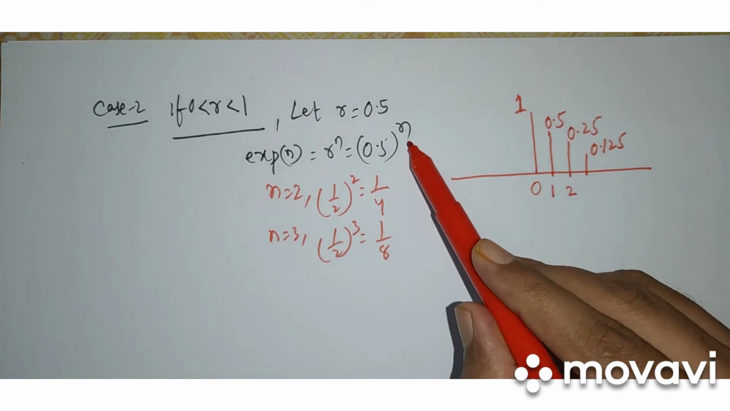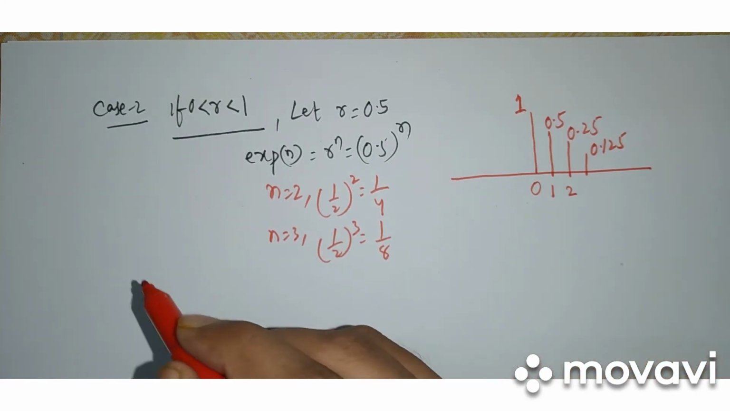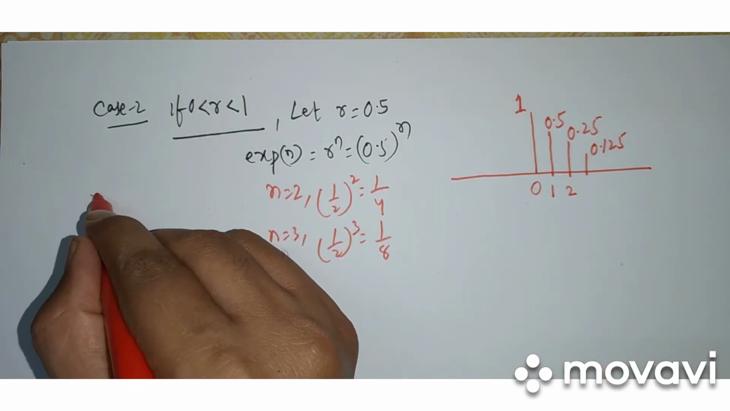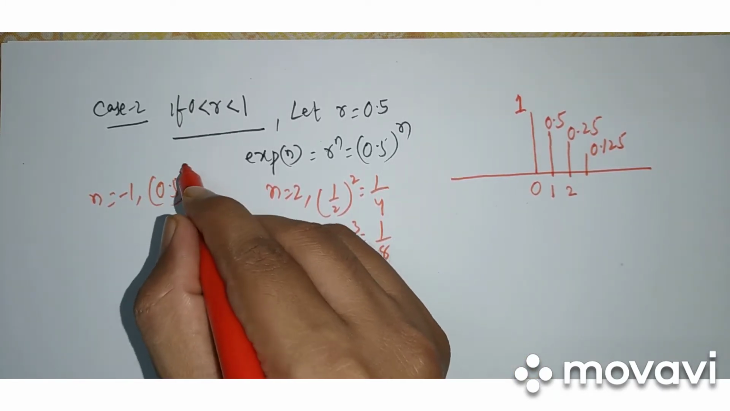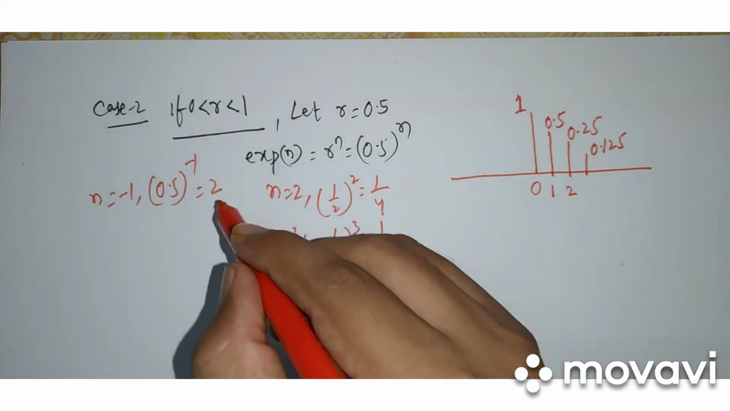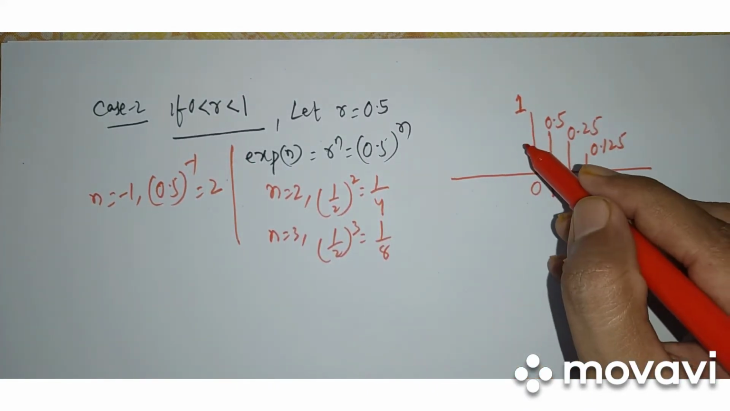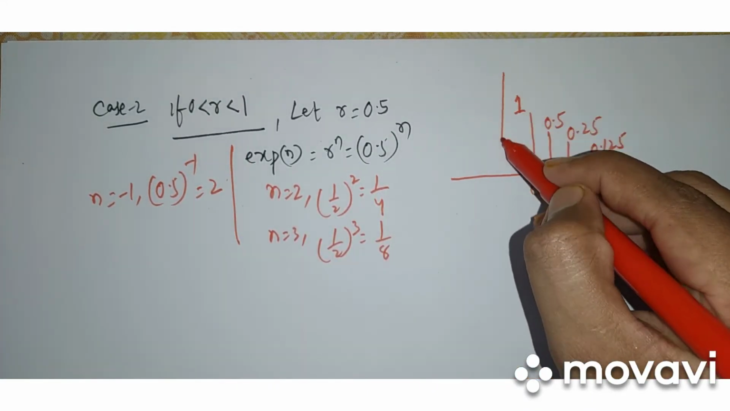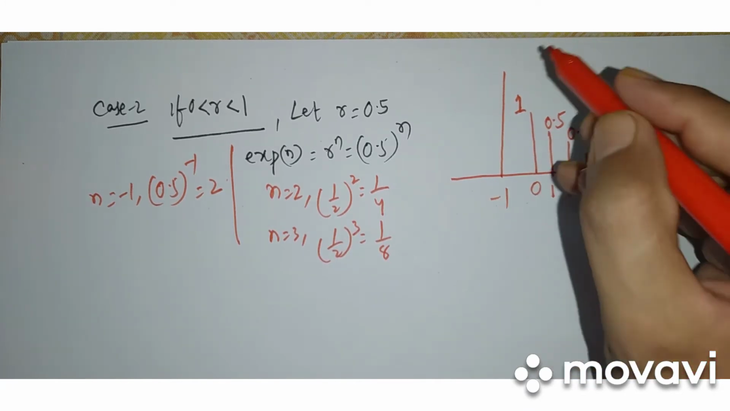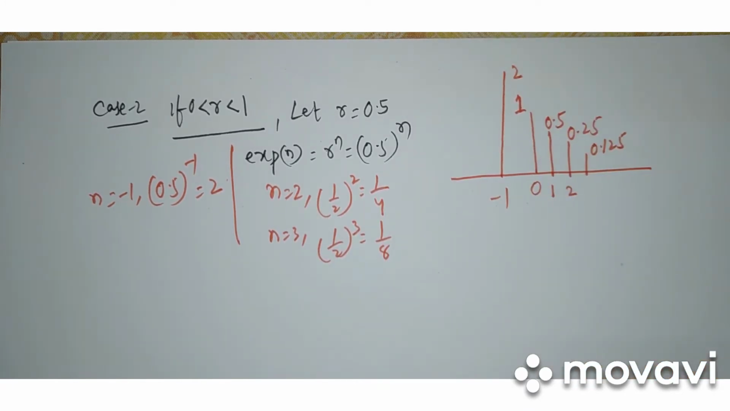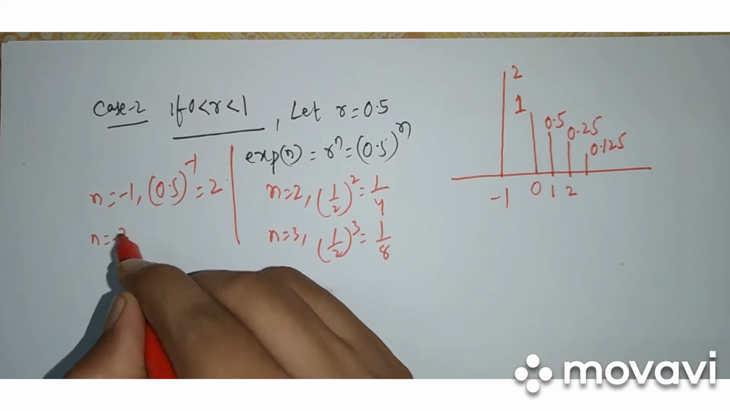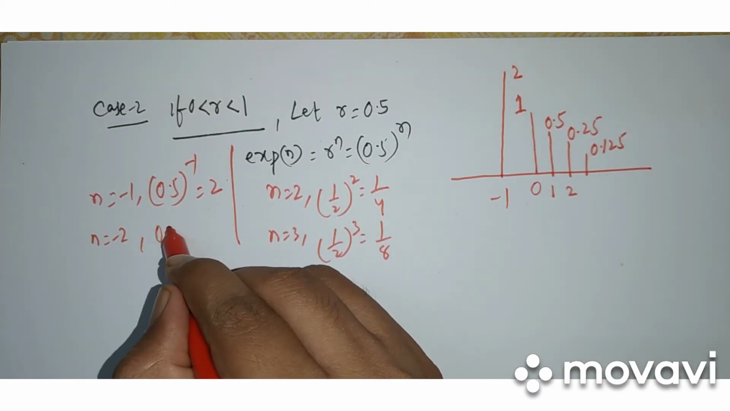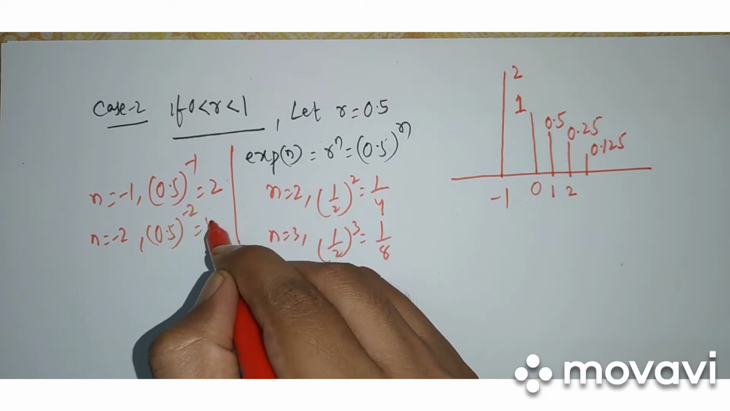Okay, and when you take n equals to minus 1, how much will you get? If you take n equals to minus 1, then 0.5 to power minus 1, that is equals to 2. Similarly, n equals to minus 2, if you take, how much will you get? 0.5 to power minus 2, it is 4.